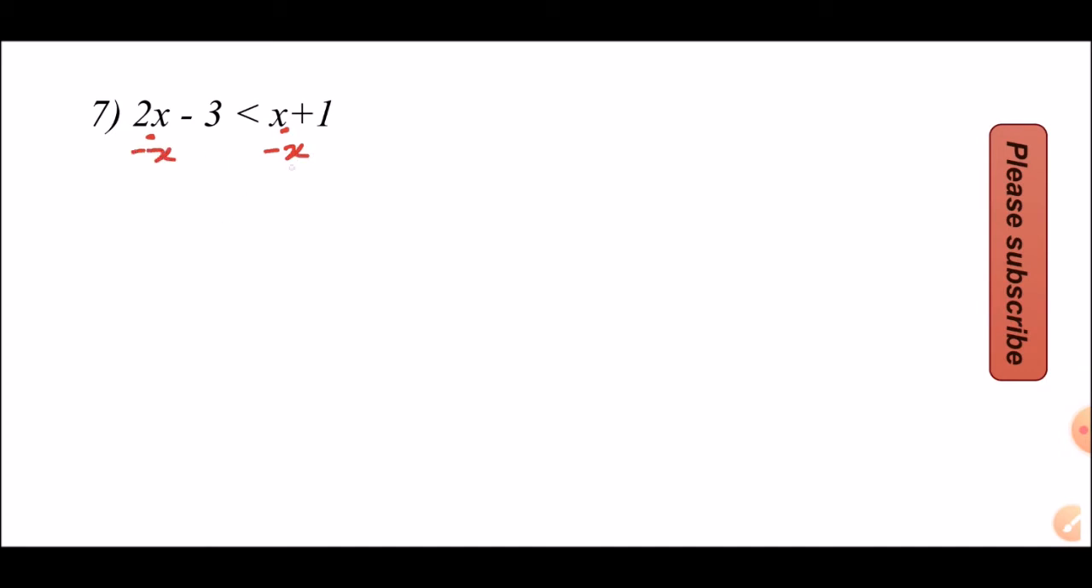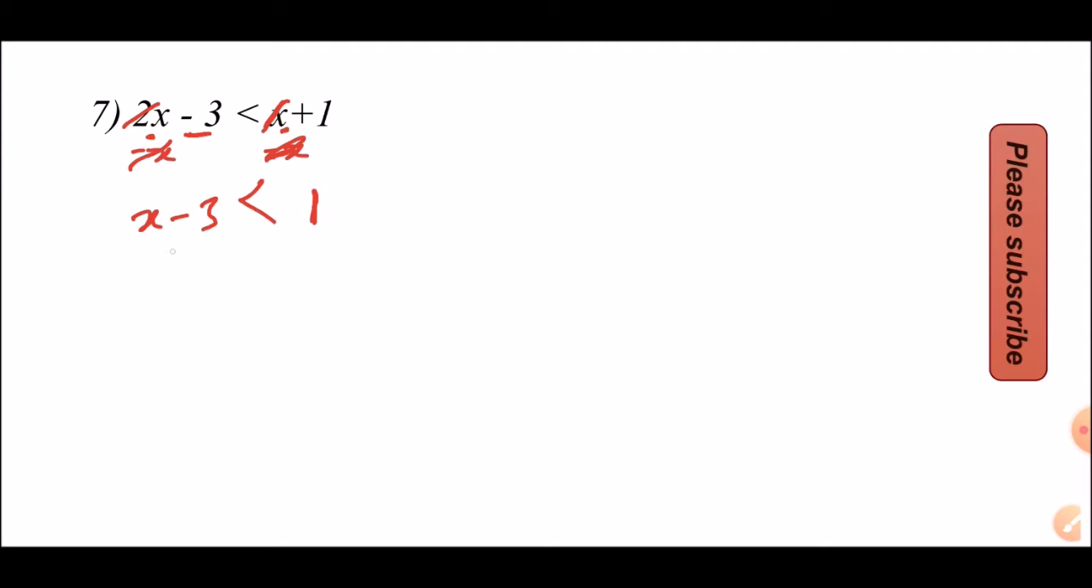Why do I take away this x? Because I want to get rid of this positive x here. So on the right hand side now, the x and the -x cancel out, leaving just 1. On the left hand side, 2x take away x is just x, and this -2 just copy it down because we didn't do anything with that. Okay, and copy the sign down.